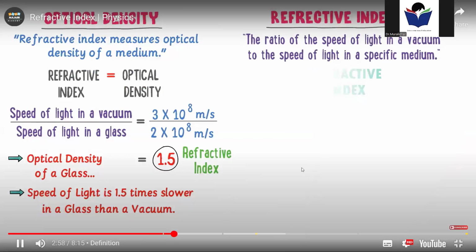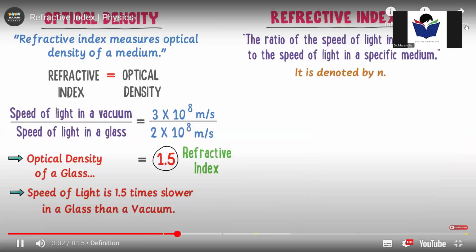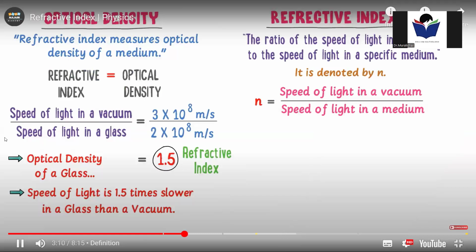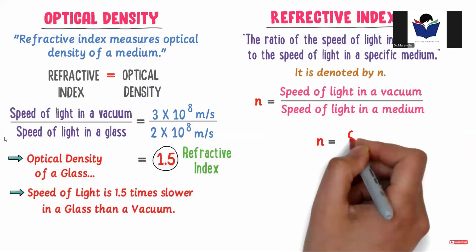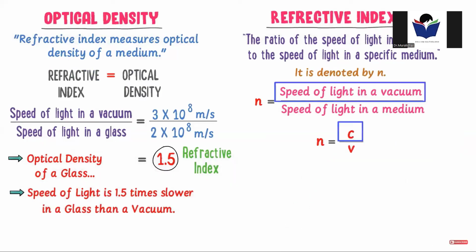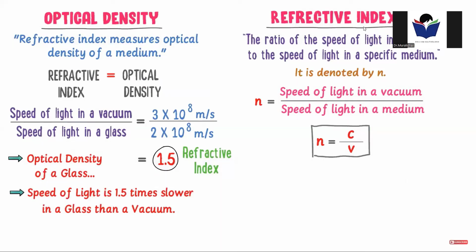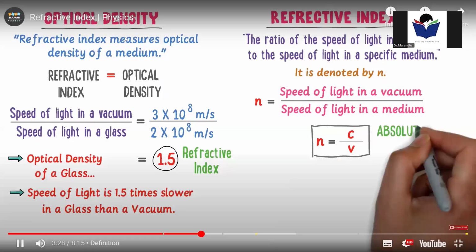It is denoted by n. Mathematically, we write refractive index is equal to speed of light in a vacuum upon speed of light in a specific medium, or n is equal to c upon v, where c is the speed of light in a vacuum, which is a constant value, and v is the speed of light in a specific medium like glass, water, etc. Remember that this refractive index is also called absolute refractive index.